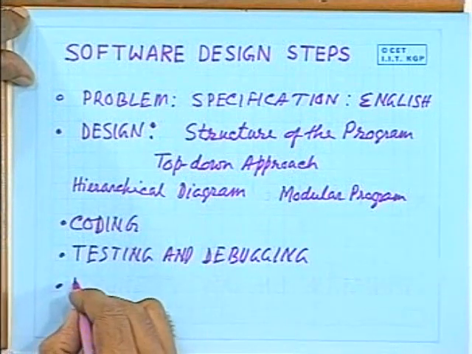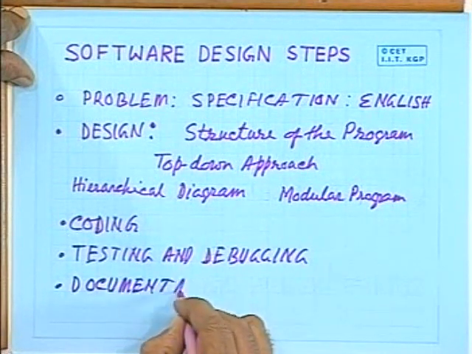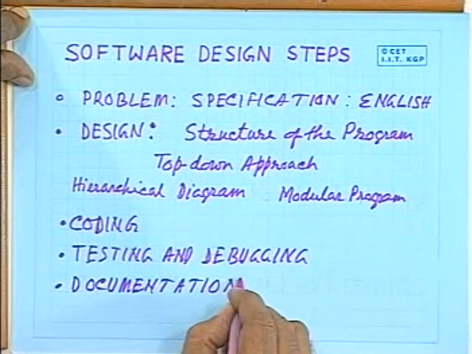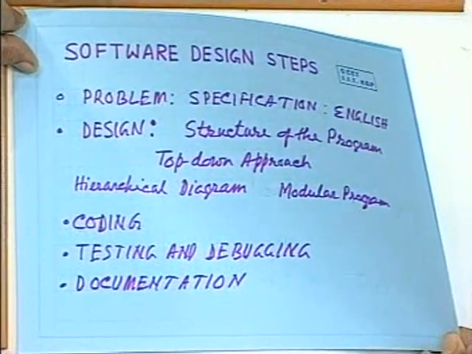And finally comes the question of documentation. Documentation is very important for future maintenance and debugging. For example, somebody has written a program and he has left the organization. Some lurking bugs will pop up maybe after a few years. So to modify or correct that particular bug, a nicely documented program is necessary.